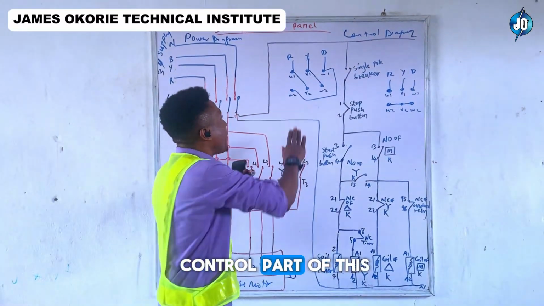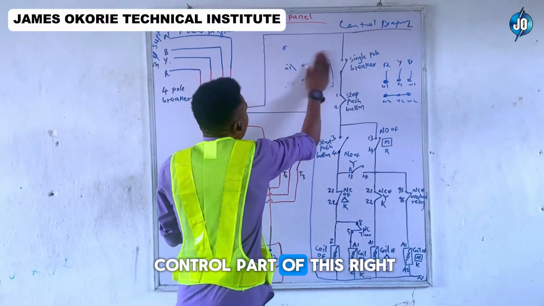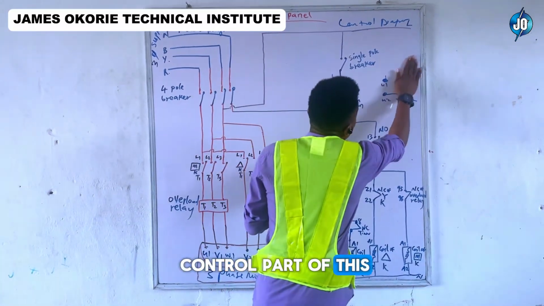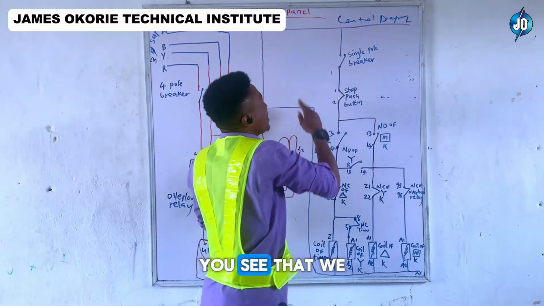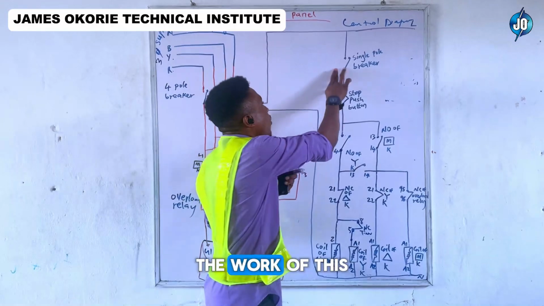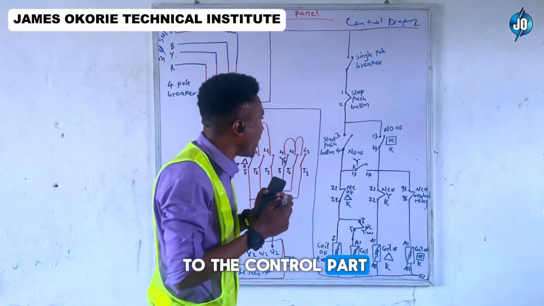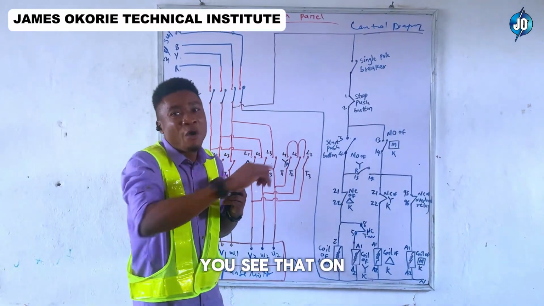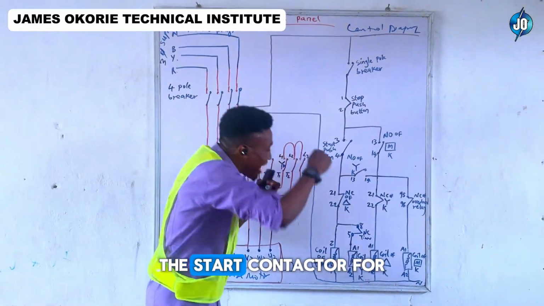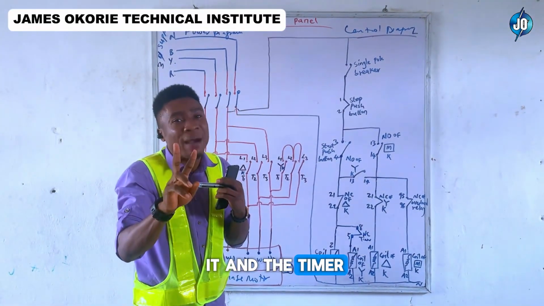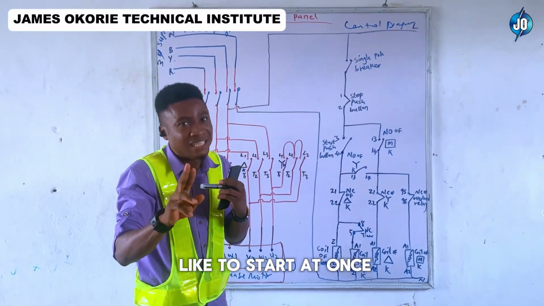Now look at the control part of it. Let's look at the control part of this, right? Now looking at the control part of this, see that we are using the control breaker. The work of this control breaker is for protection against issues that will come to the control part. Now when you look at it, you see that on the control diagram, the star contactor coil and the timer, two of them will start at once.